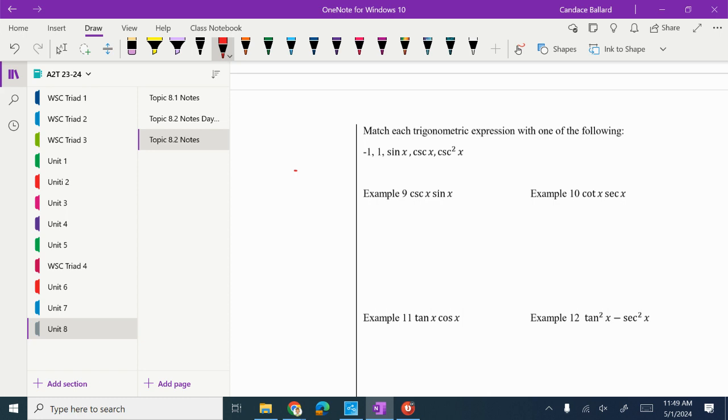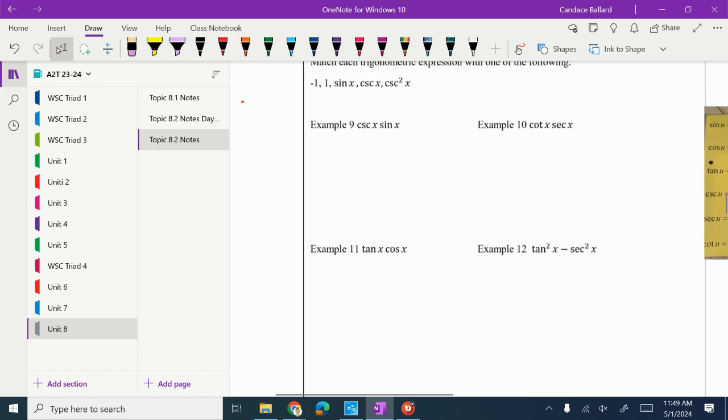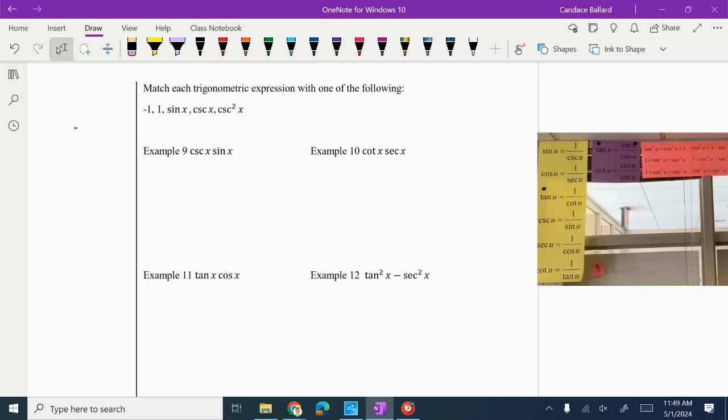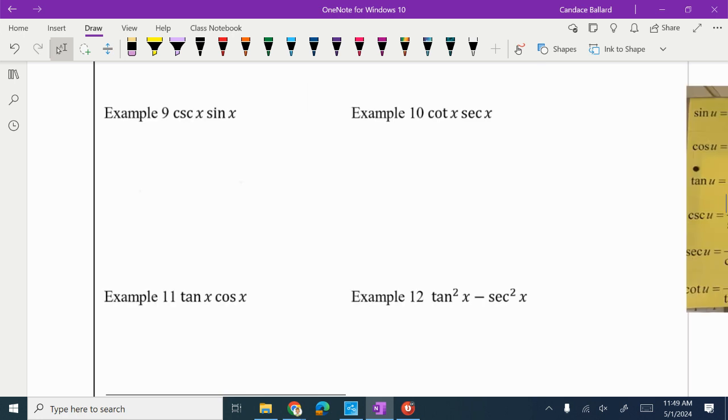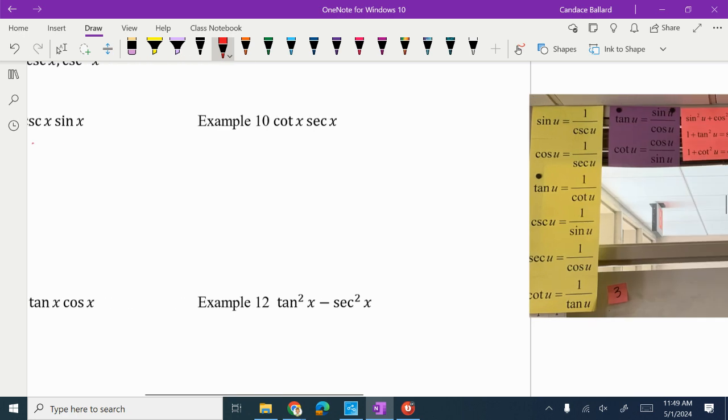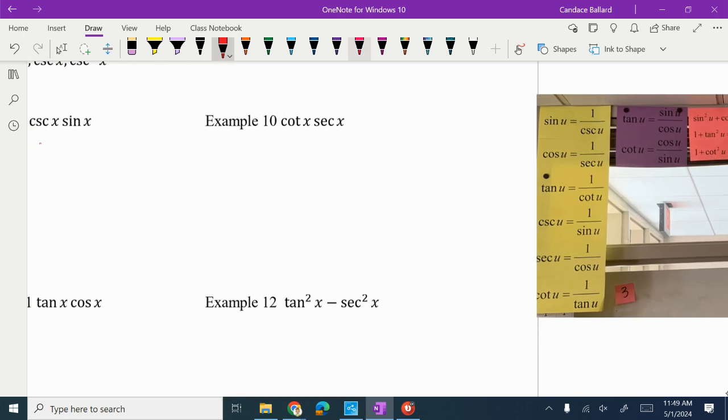Okay. All right. So the first thing I try to do is I try to look for ways to put things in terms of sine and cosine. Okay. So I'm looking at cosecant x. All right. And I know that it can be, what is cosecant x's reciprocal? And notice I have the sign.